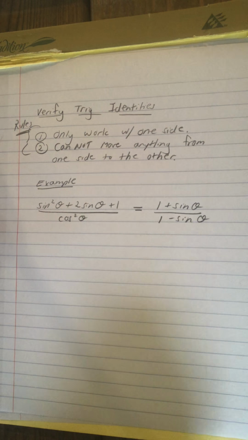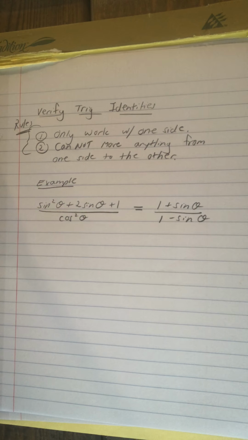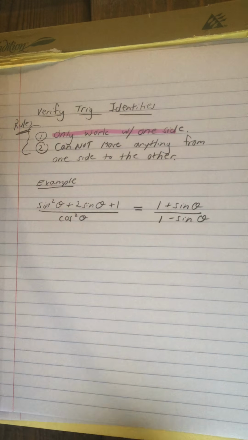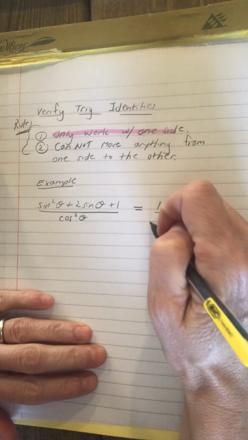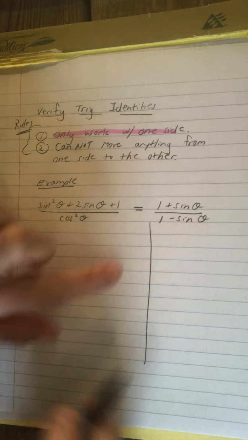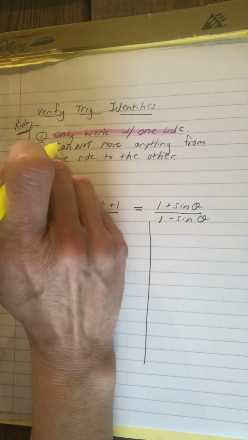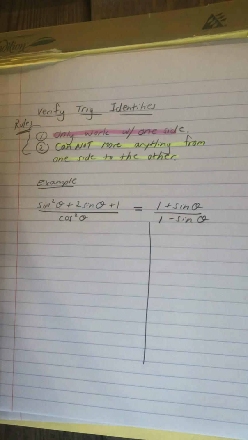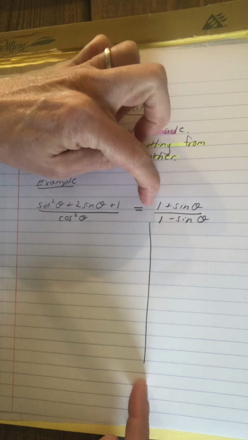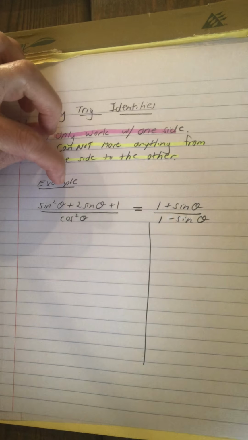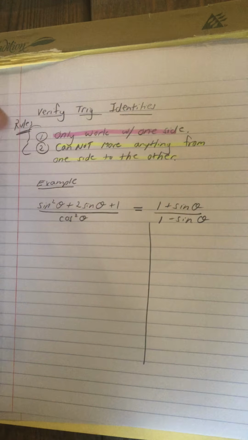Now, we just said that we can only work with one side. That was one of our first rules. And that being said, I usually pick a side. I like to draw a line so I know I can only work with one side and I cannot move anything from one side to the other. Meaning, if I draw this line here and I'm working on the left, I am going to ignore the right. I'm going to manipulate the left side of my trig identity, using my basic identities to look like the right side.